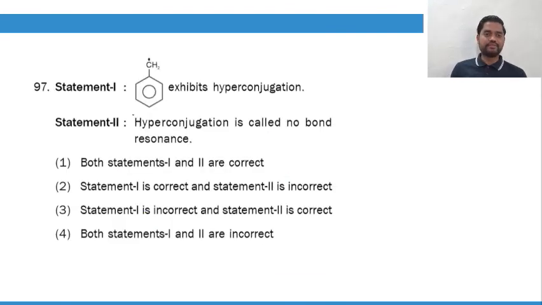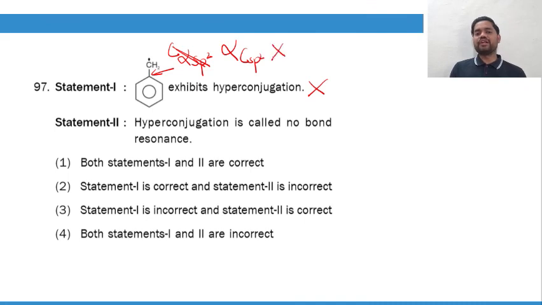Okay. Next statement: this benzyl free radical exhibits hyperconjugation. Wrong. Why? Because this is an sp2 hybridized alpha carbon. What we require is that the alpha carbon has to be sp3. So it does not show hyperconjugation. Hyperconjugation is also called no bond resonance. True. So statement 1 is incorrect, statement 2 is correct. The right option will be option number 3. Okay.